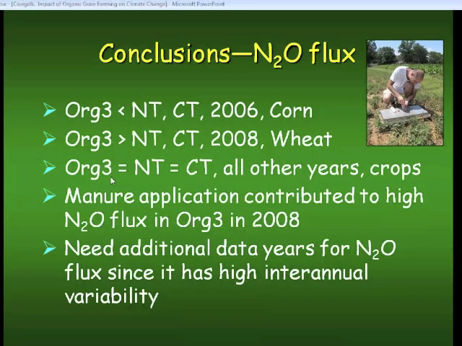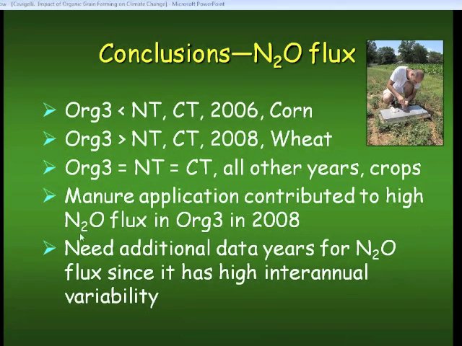In terms of N2O, I don't want to repeat all this complexity that we found, but some years organic has a higher N2O flux than conventional systems, and that can be reversed in different years. It's really important to have long-term data sets for N2O because of the interannual variability.